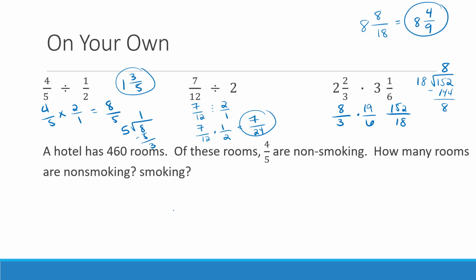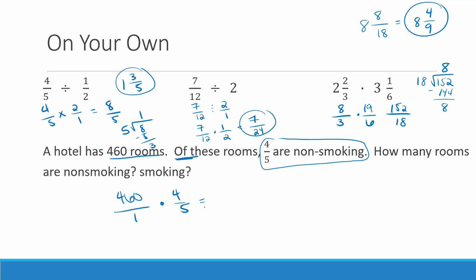Now this one says a hotel has 460 rooms. 4/5 are non-smoking. So notice it says of these rooms, 4/5 are non-smoking. How many rooms are non-smoking, and then how many rooms are smoking? Of these rooms indicates we're taking 4/5 of that whole number. So I'm going to rewrite this as 460 over 1 times 4/5.